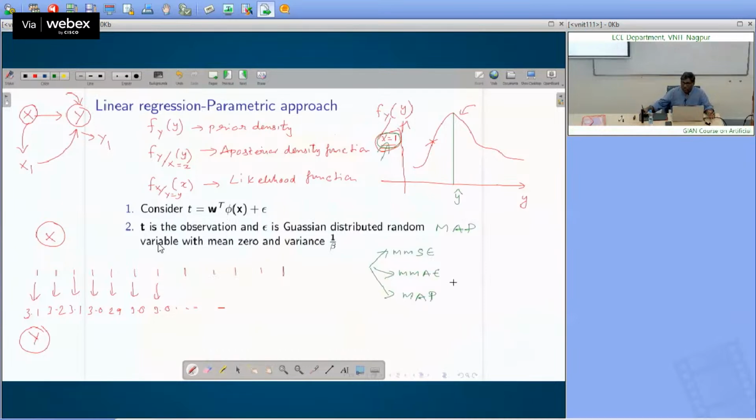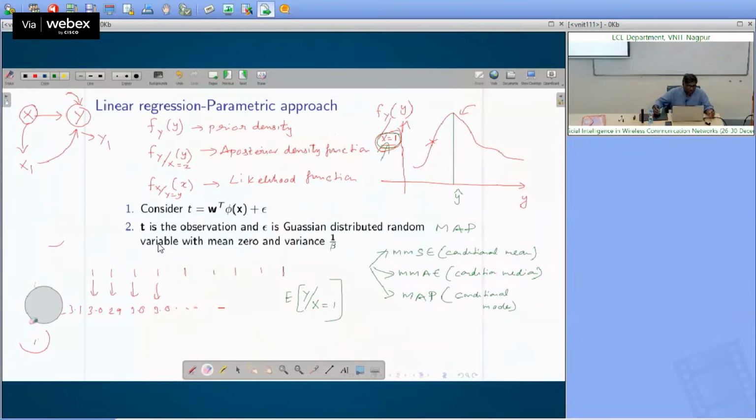MAP I already told you. This is the conditional mode, and this is the conditional mean, and this is the conditional median. So what does it mean? See, conditional mean: if I want to know what it is actually going to do, it is going to find the expectation of y given that the value of x is 1. So this is what we say is a conditional mean.